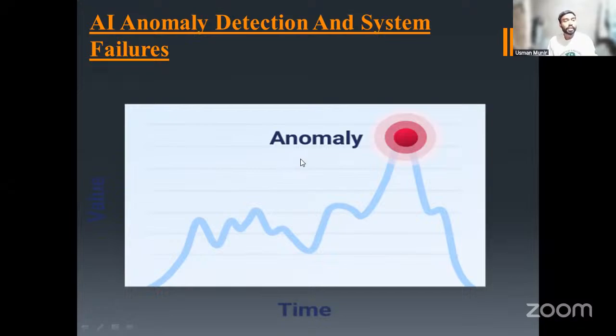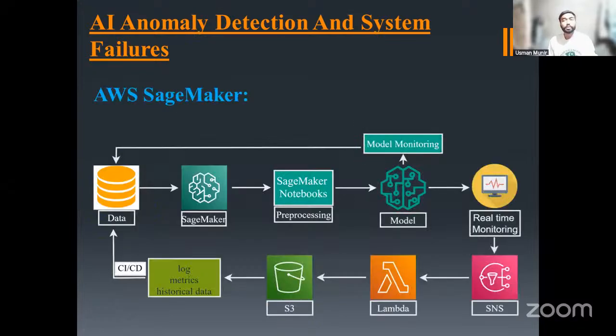So how is an anomaly detected? We will use AWS SageMaker to train AI models to detect anomalies and predict system failure. These models can analyze operational data and predict when failures are likely to occur. They collect logs, metrics, and system performance data from various sources. They also use custom scripts in a SageMaker notebook to clean, normalize, and prepare the data.